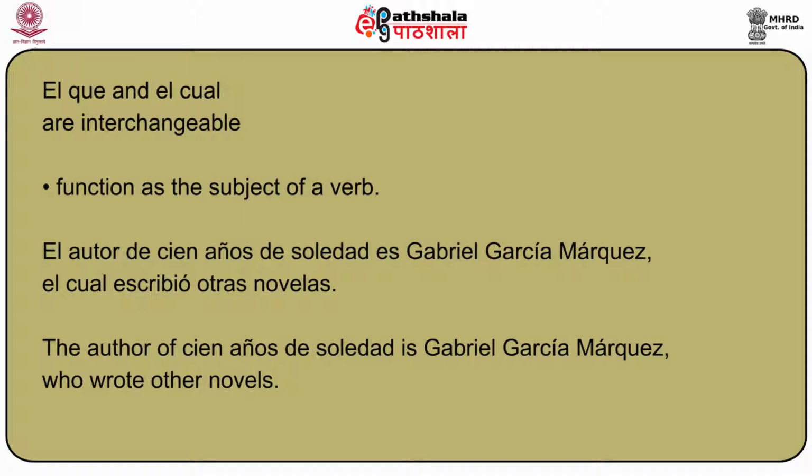Where it functions as the subject of a verb. El autor de Cien años de soledad es Gabriel García Márquez, el cual escribió otras novelas. The author of Cien Años de Soledad is Gabriel García Márquez, who wrote other novels.